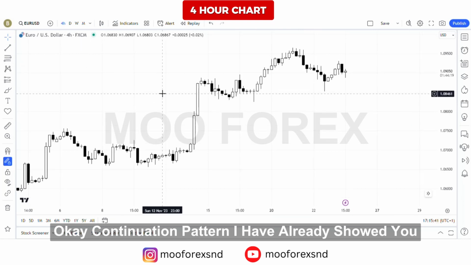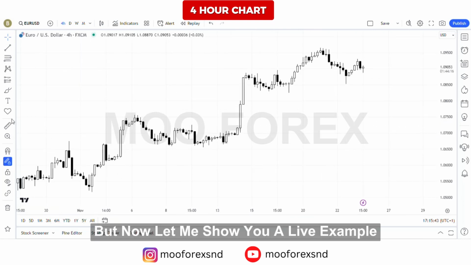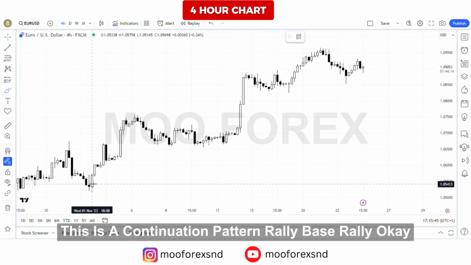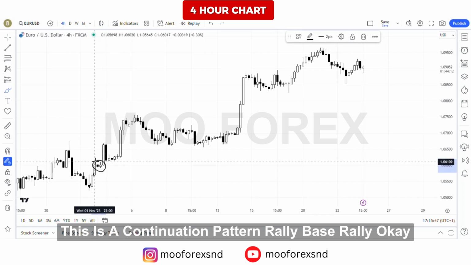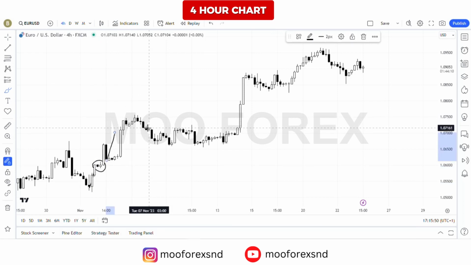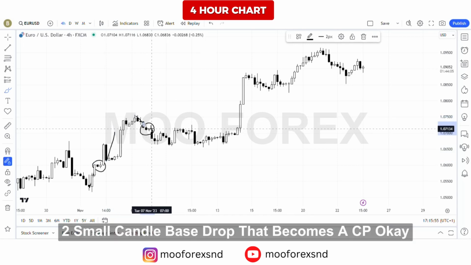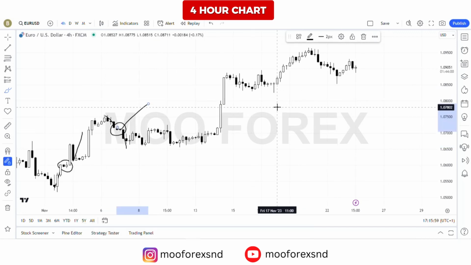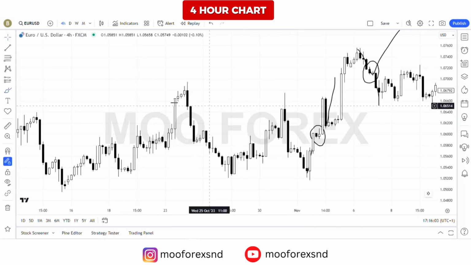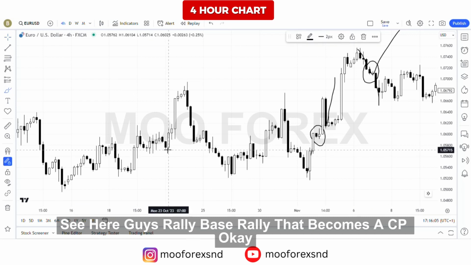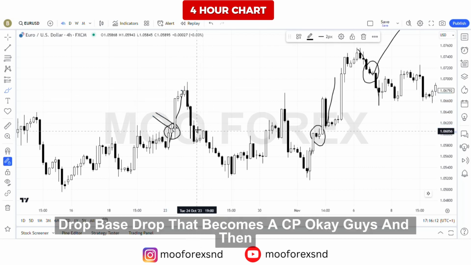I have already shown you the continuation pattern, but now let me show you a live example. This is a continuation pattern: rally, base, rally. Okay, this is a continuation pattern: drop, two small candles, base, drop. That becomes a CP, continuation pattern. See here guys, rally, base, rally, that becomes a CP. Okay, drop, base, drop, that becomes a CP.